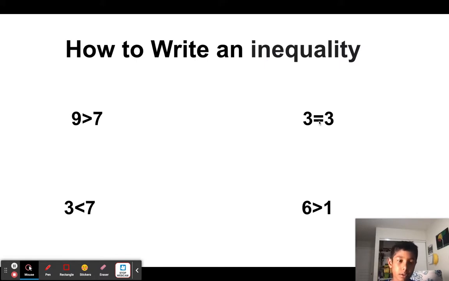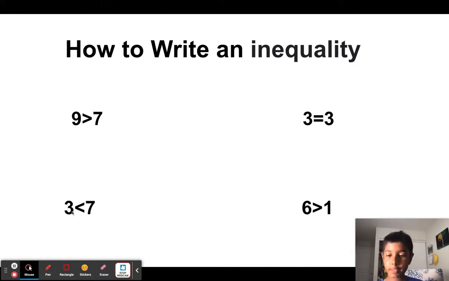For example, which is bigger or smaller? What's bigger, 3 or 3? They're equal, so you would put an equal sign right here, like that. And here, this is the less than sign. No, wait, what? Oh yeah, no, sorry.